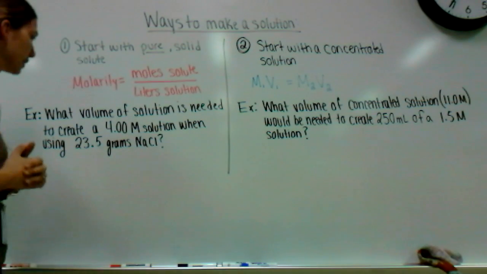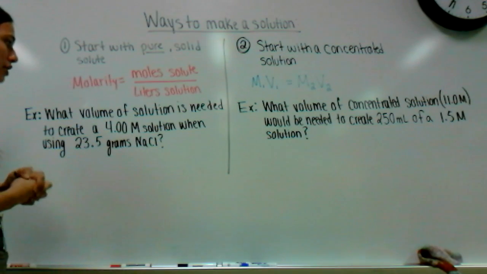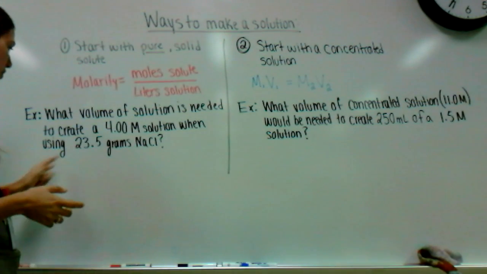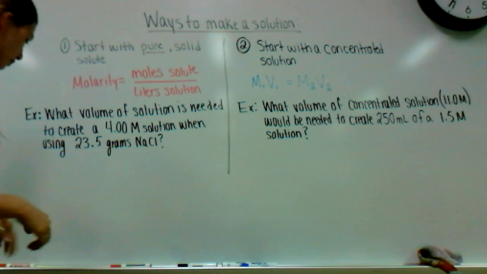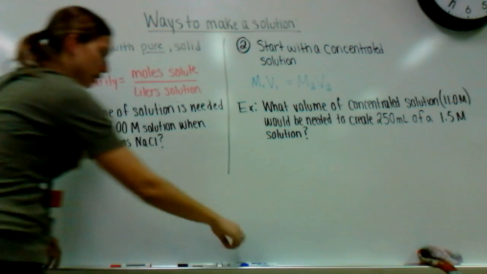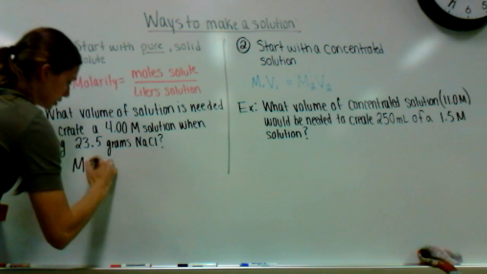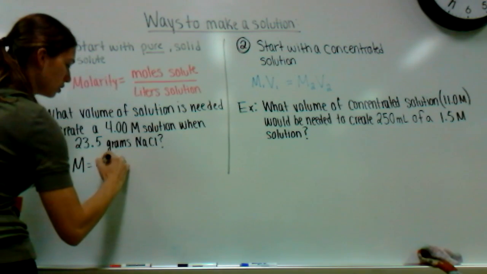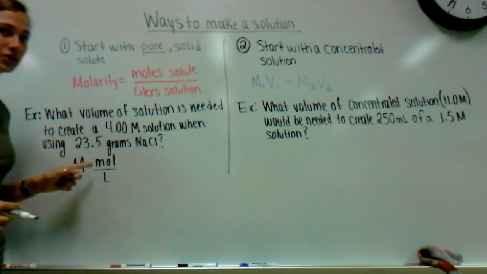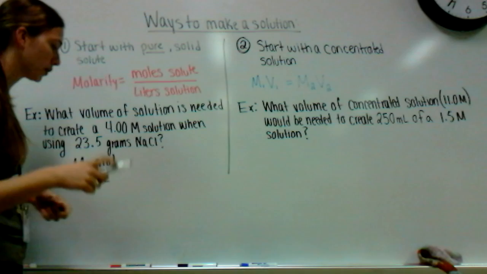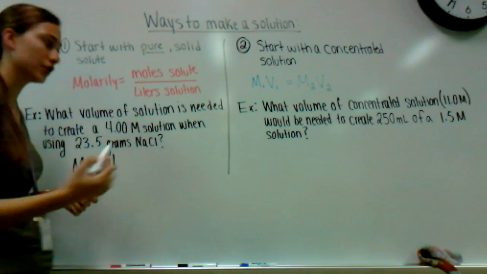So let's do this example problem. It says, what volume of solution is needed to create a 4.00 molar solution when using 23.5 grams of NaCl? So we're solving for liters, so we should set up our equation as molarity is equal to moles over liters. Now we're solving for liters, but we don't really have moles either. But what we can do is we can convert our grams to moles using a conversion.